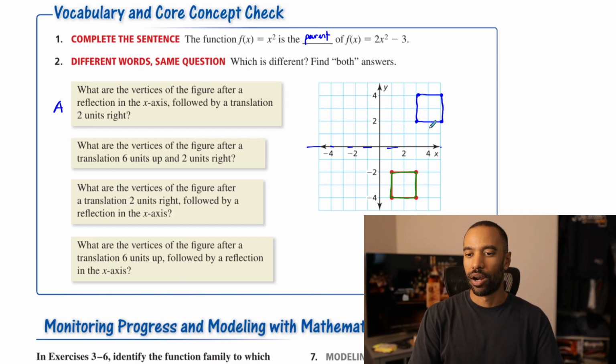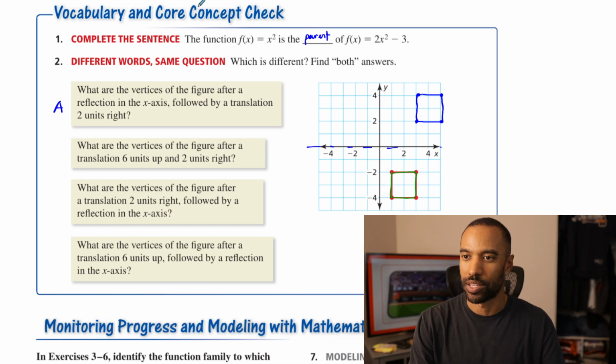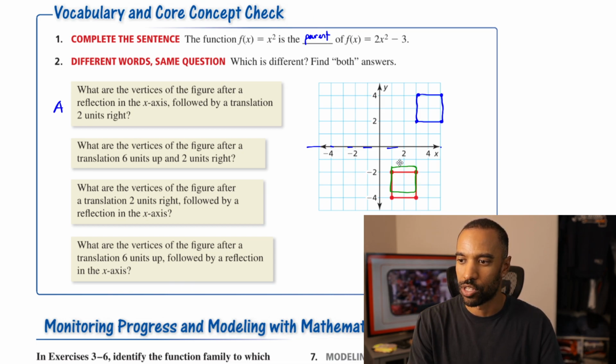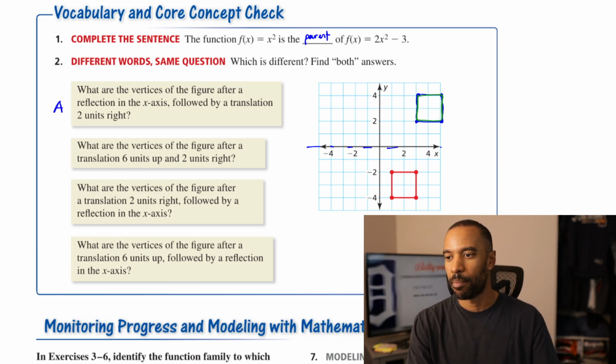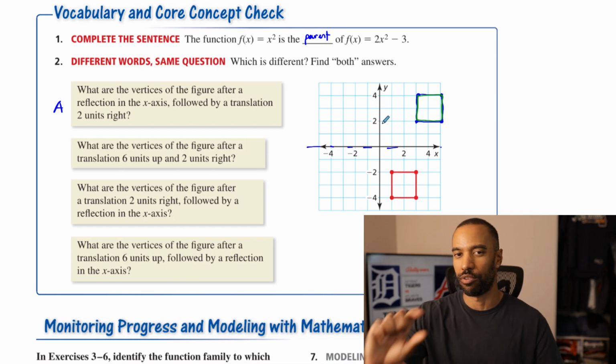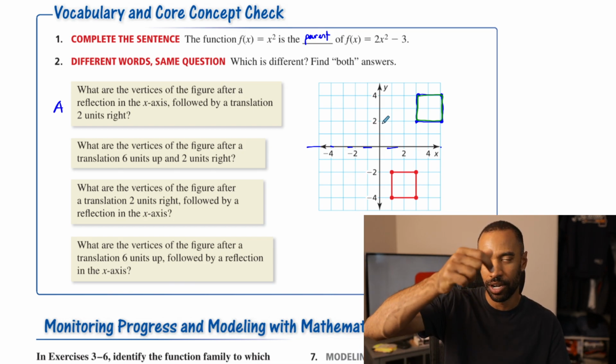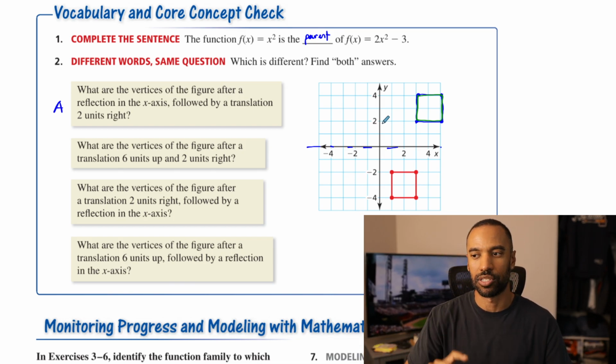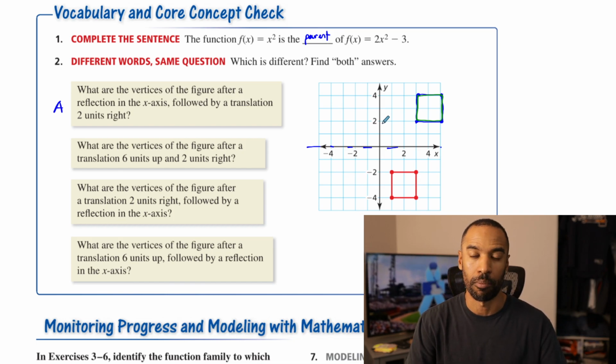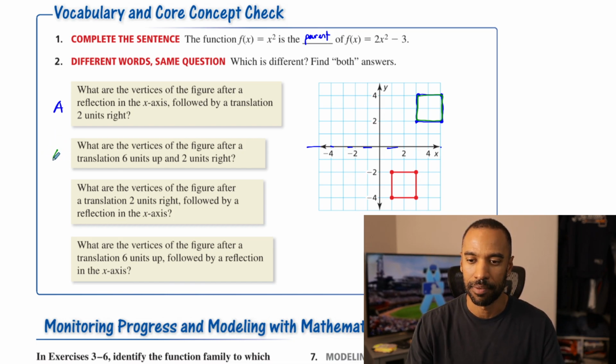Okay. What are the vertices of the figure after translation 6 units up and 2 units right? So this is 1, 2, 3, 4, 5, 6, and 1, 2. Ends up in the same spot. It may not have the same corresponding points because reflection technically would have flipped this over, whereas this one just translated up, but it still ends up with the same congruent figure mapped onto the other. So that's also an A.